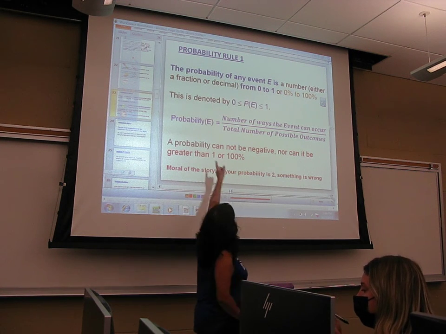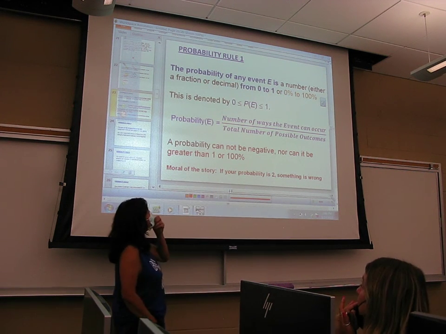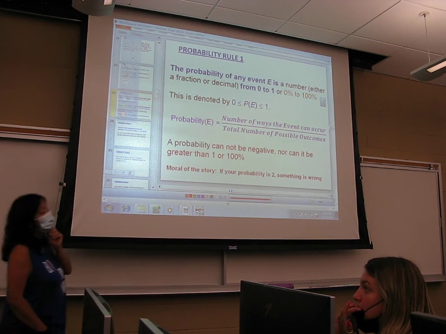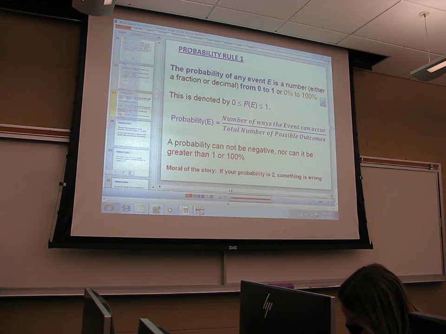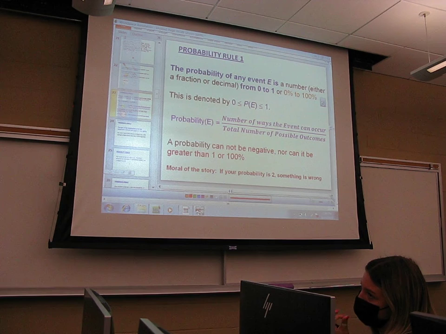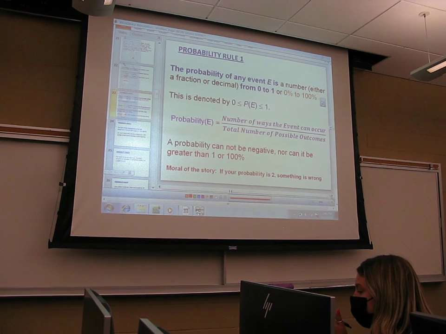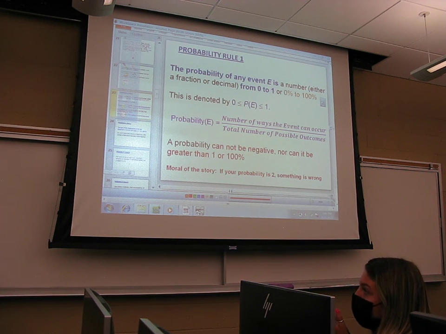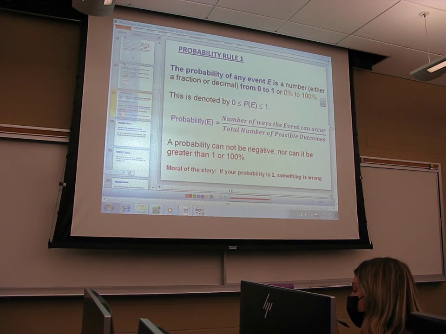Oh, you missed that little part. Probability of E is what? It's the number of ways that an event can occur over the total number of possible outcomes. We've talked about that before. So if you get a whole number for your probability, 2 or 7 or 6, 600% chance of something happening, not possible. You probably found 6 out of 24, 6 out of 4, whatever. But you forgot you should be dividing by something.